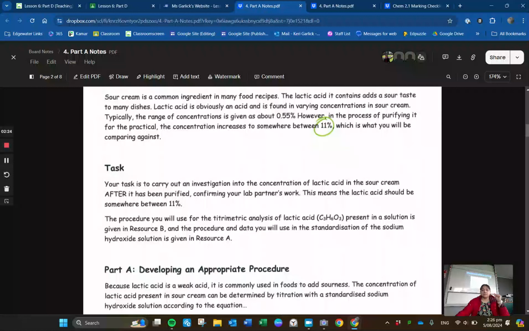There we go. Confirming your lab partner's work. So that is the whole purpose of what we're doing. So now we're doing our final step. We're tying it back to the beginning of the story and going, has this been done correctly? Cool. I think that's all I want to say for that.